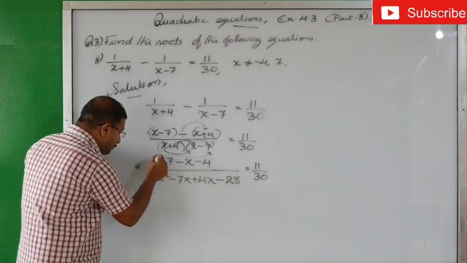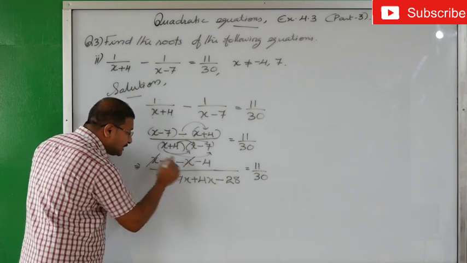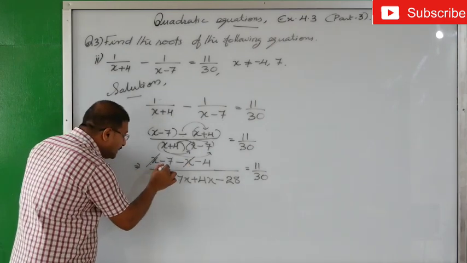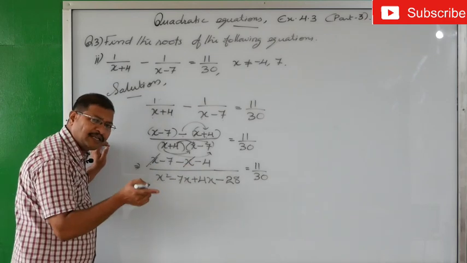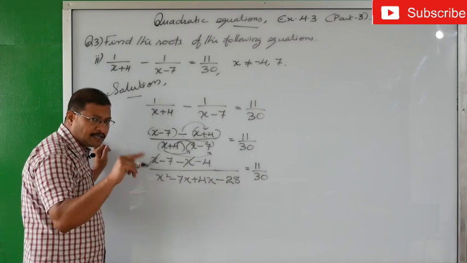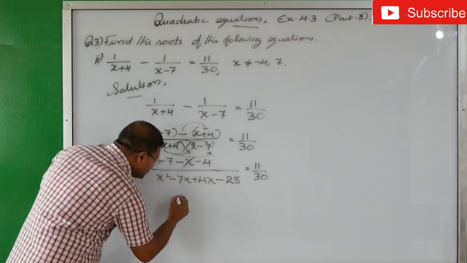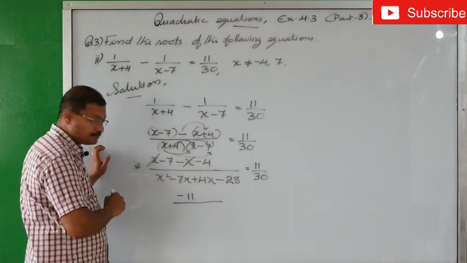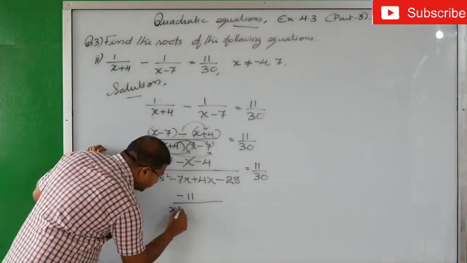Now see, plus x minus x will cancel. Now minus 7 minus 4, minus 11, because minus into minus is plus, so 7 plus 4 is 11. That means we'll get here minus 11 divided by, see, x square.